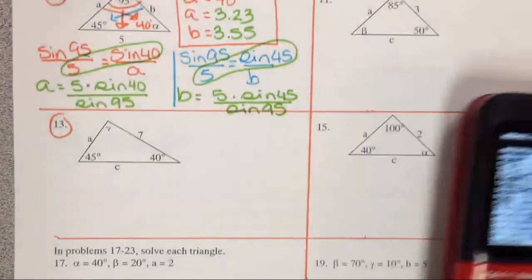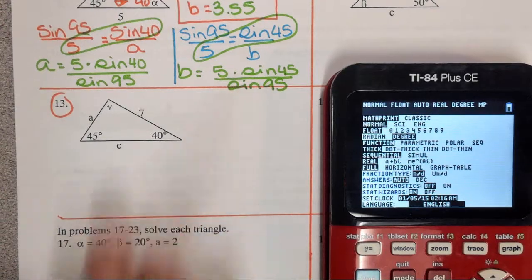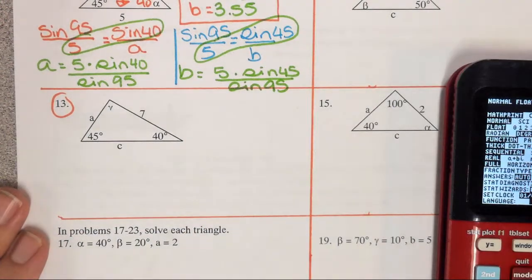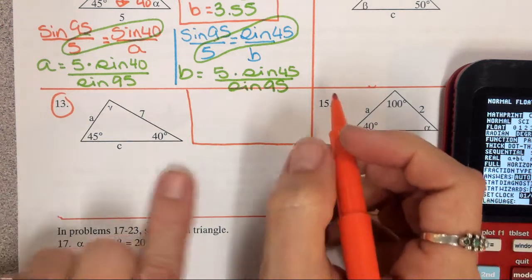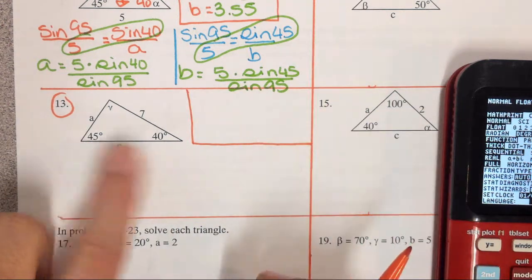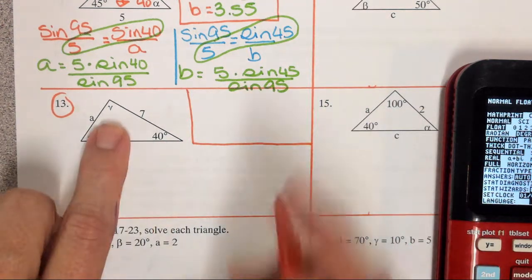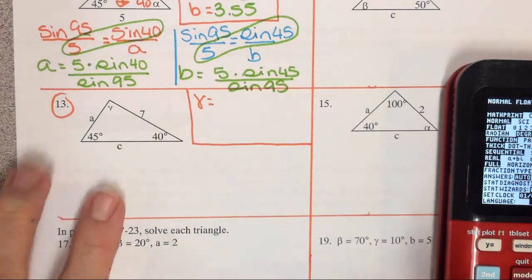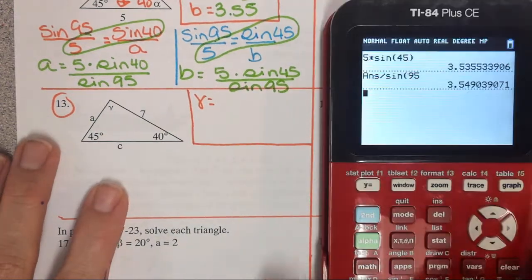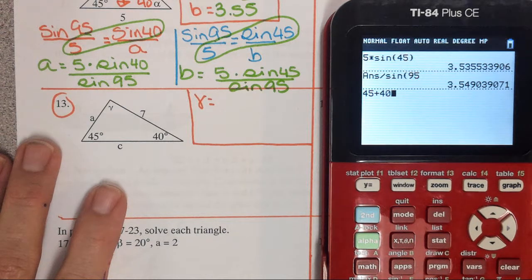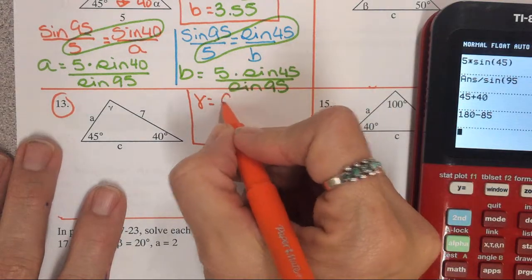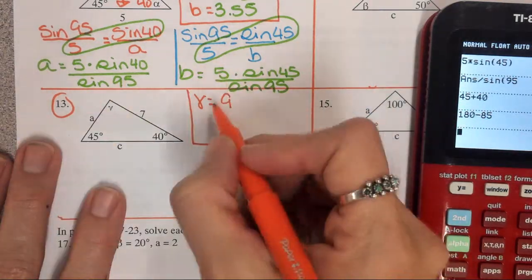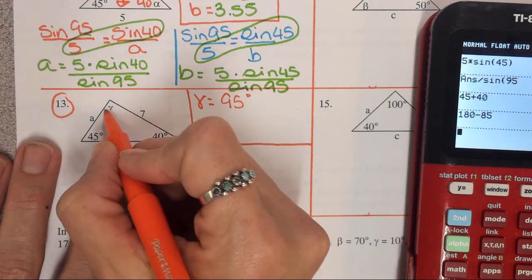All right, so we're going to go do another one together. In class, I also did number 13. So if you weren't here yesterday, or today, I'm sorry, you're going to do these with me in the video. They gave me 45 and 40, and they asked me to find gamma. So I'm going to add those two angles up. 45 plus 40 equals 85. And I'm going to subtract that from 180, and I find out that my missing angle is 95 degrees. So this angle up here is 95.